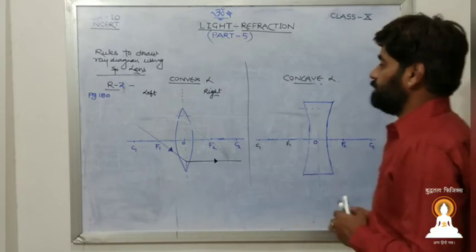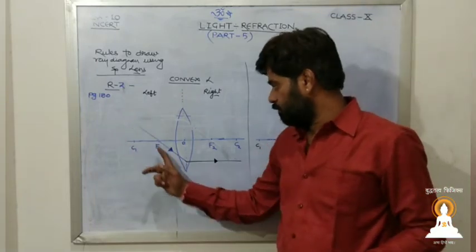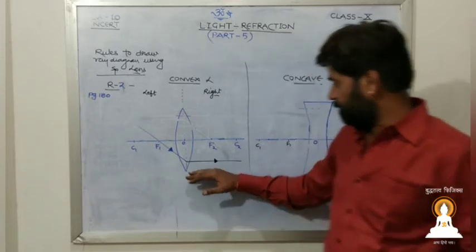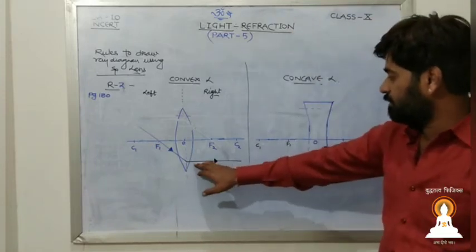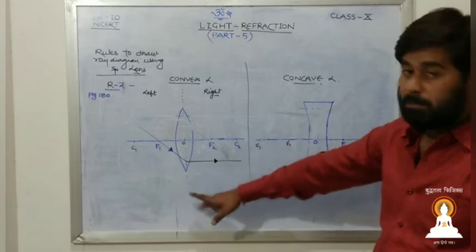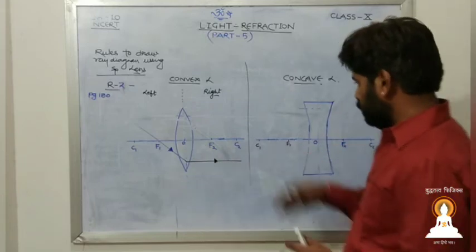In case of a convex lens, when a light ray passing through the focus is refracted, it will pass parallel to the principal axis. Remember, very important. We will use it later on.